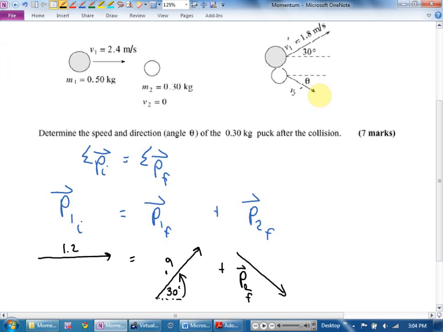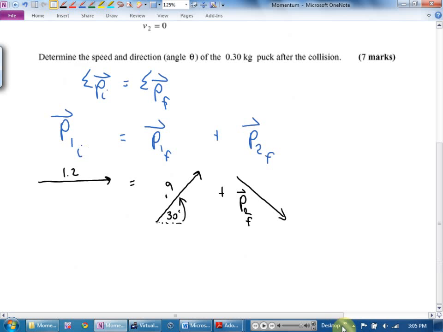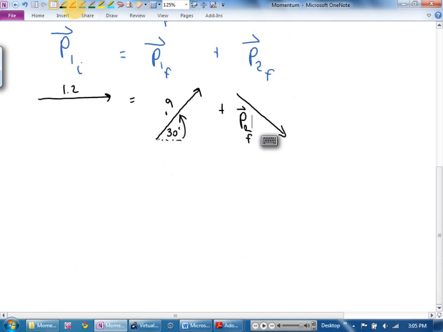Oh, how do I add two vectors together? Draw them tip to tail. So I will. Here's the nice thing. When I draw these tip to tail, I know the answer. It's supposed to give me a triangle exactly horizontally. That's how I know how to draw my vector triangle. I know that if I go 0.9 plus mystery final momentum, it has to give me an answer of exactly horizontal 1.2, where this angle here is 30 degrees.